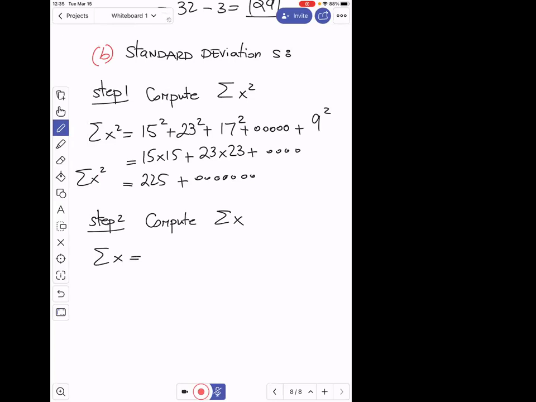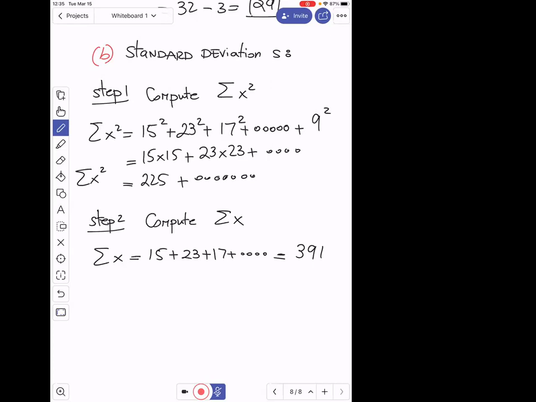You just take the first number, 15, plus the second number plus the third number, plus etc. I think we did this. So we compute the sum of all data values. And that would be 390, 391 or 392. Well, anyway, let's say it's 391. That's what I have in my notes. Again, it's just the sum of the numbers, 15 plus 23 plus 17, etc. That's the second step.